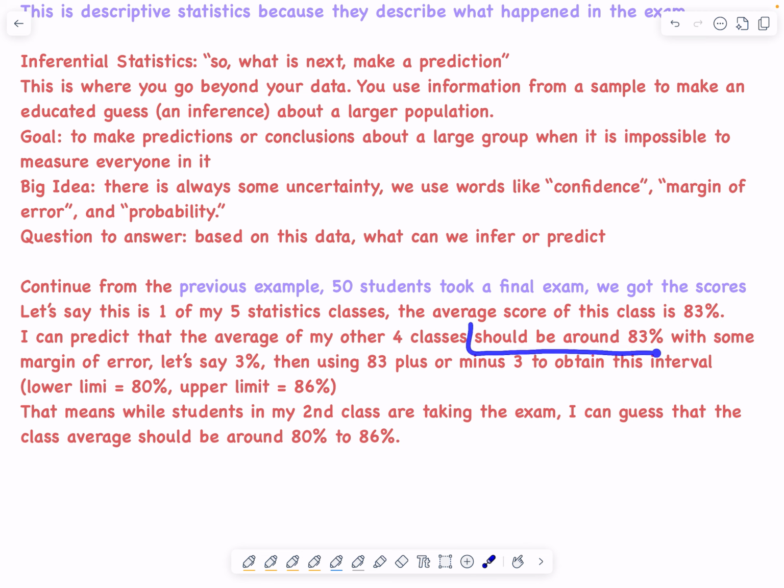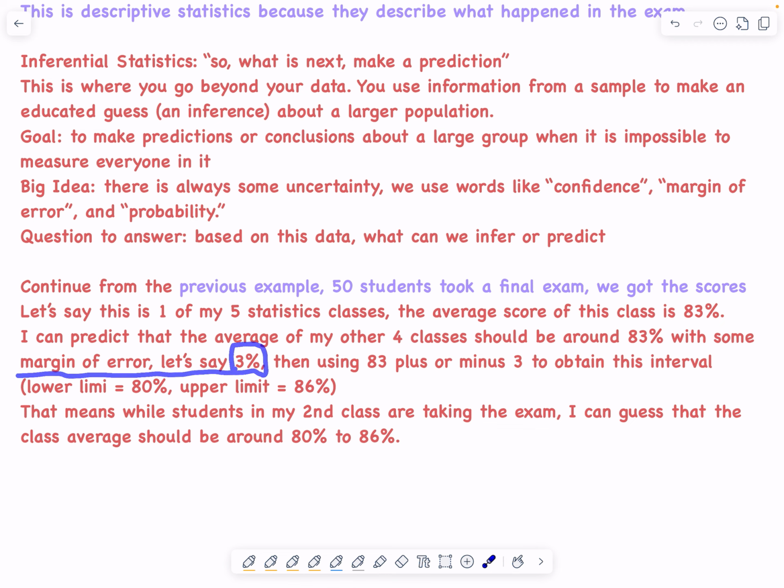What do I mean by should be around? People say this all the time. How much money do you spend weekly? You will say that number should be around $500. You don't say that number is exactly $500, right? You are giving someone else a more flexible value. So what is 83%? Around 83% is actually an interval estimate with some margin of error.